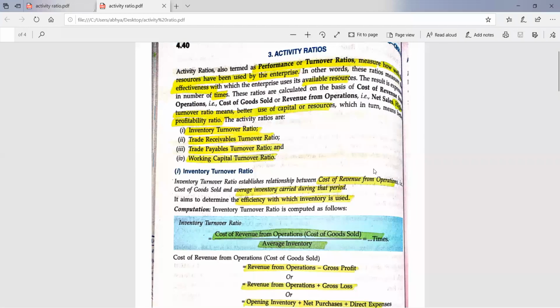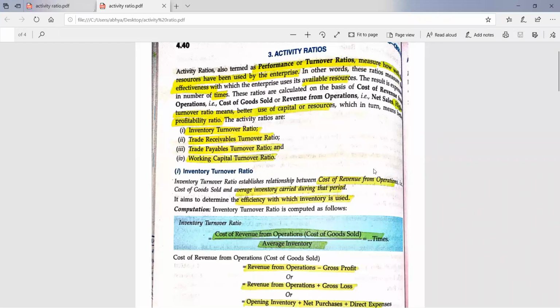The third category of ratio is activity ratio. The alternate name of this ratio is performance ratios or turnover ratios. Activity ratios are known as performance ratios or turnover ratios. Performance ratios means the ratios which are calculated to know the performance of the business. Performance means financial performance as well as the operating performance of the business, whether the resources in the business have been properly utilized or not. It can be checked only by using activity ratios.